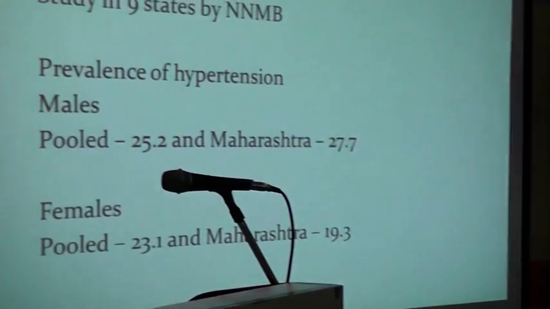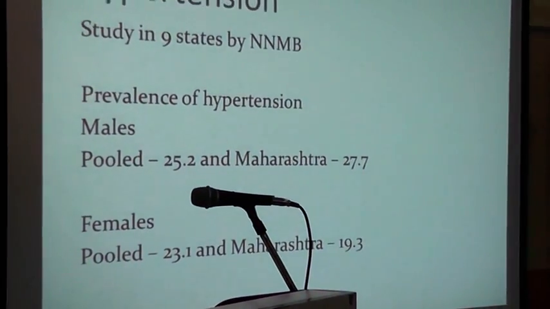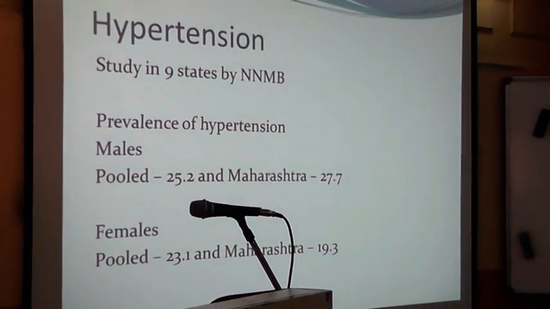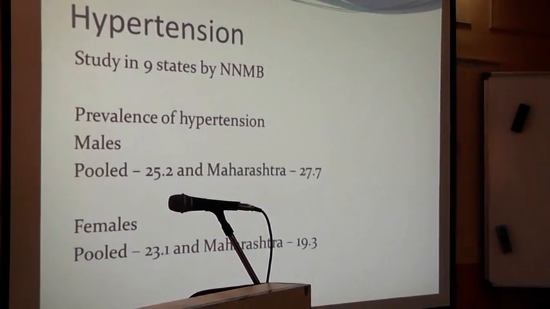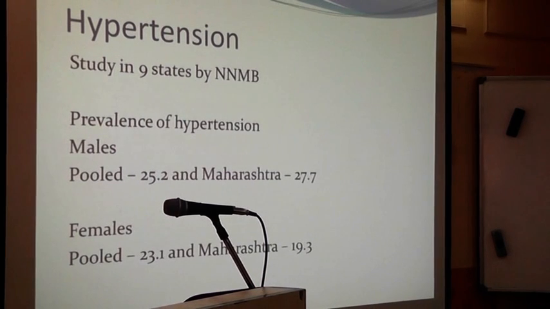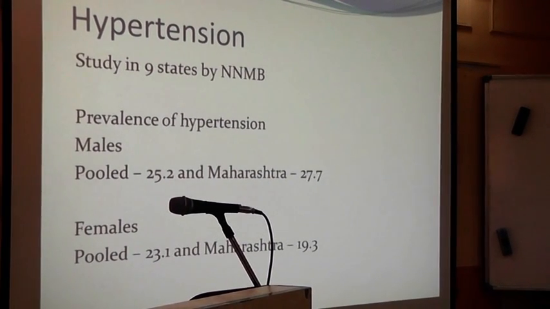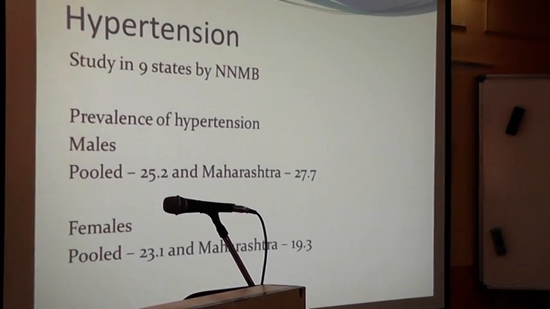I thought I'll just share this data: the prevalence of hypertension. The study was conducted in 9 states, and Maharashtra is one of them. Among the pooled states, the prevalence of hypertension among males is 25.2%, and for Maharashtra it is higher, at 27.5%. Whereas for females, the pooled prevalence is 23.1%, but for Maharashtra, fortunately, it is less, 19.3%.